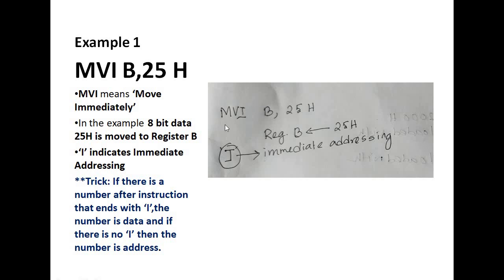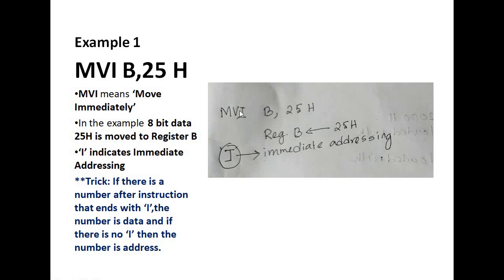Now see here, in this instruction what is there? I. If in any instruction there is I, it indicates immediate addressing mode. So if there is a number after an instruction that ends with I, listen very carefully, that particular number is data. So here 25H is the data because it is given in the instruction that ends with I.